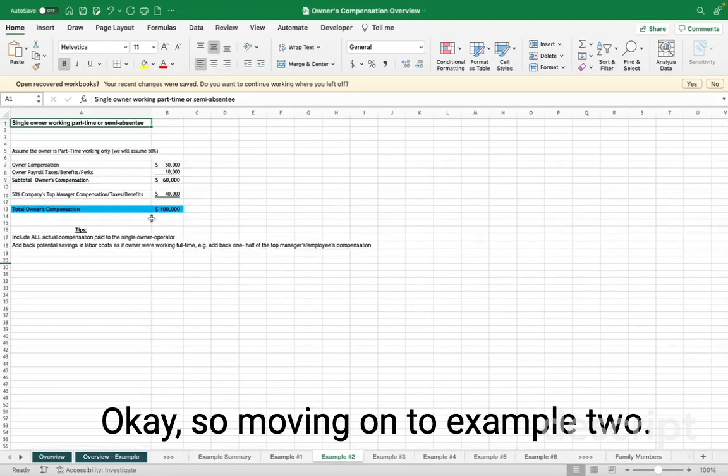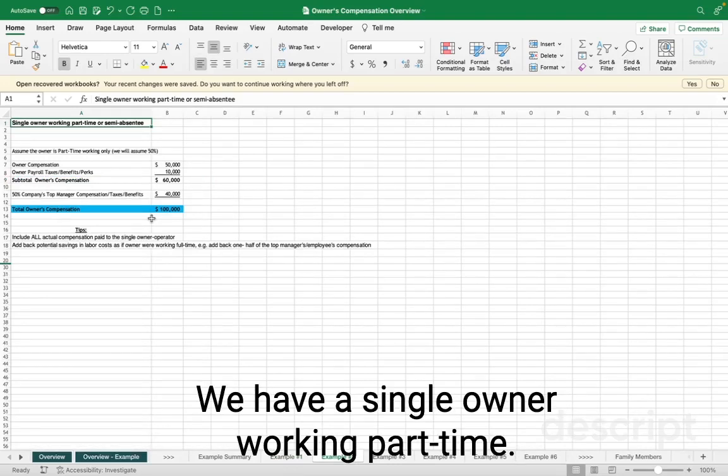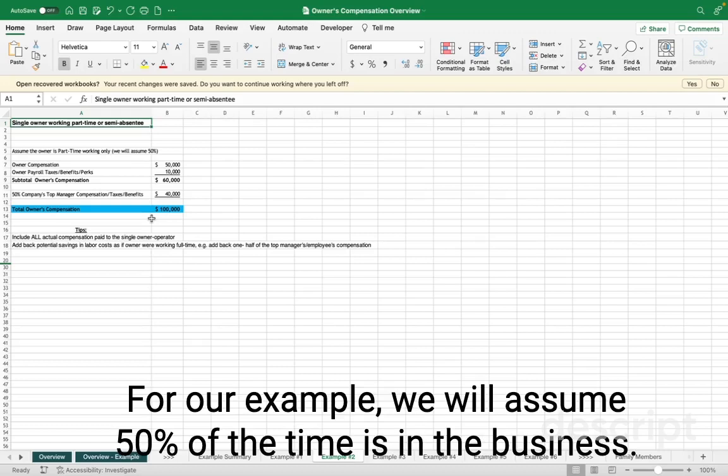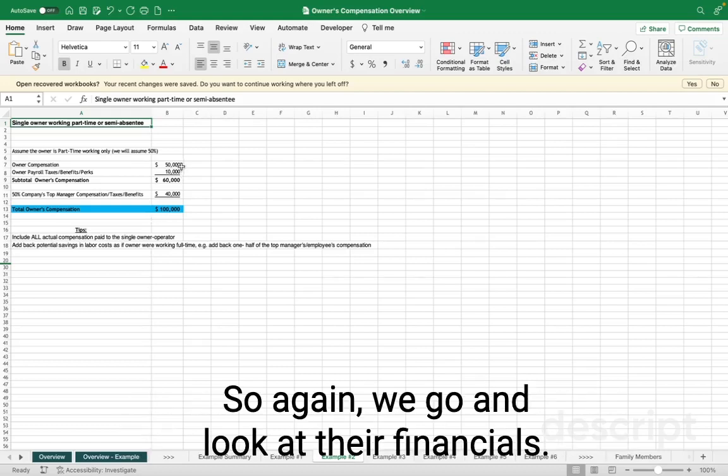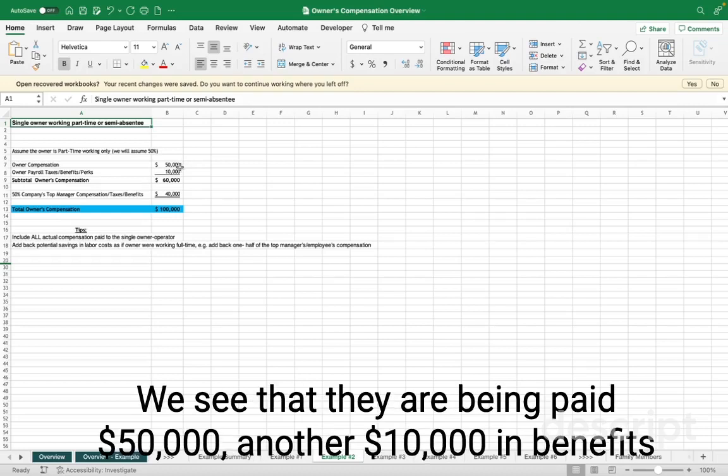Okay, so moving on to example 2, we have a single owner working part-time. For our example, we will assume 50% of the time is in the business. So again, we go and look at their financials. We see that they are being paid $50,000.